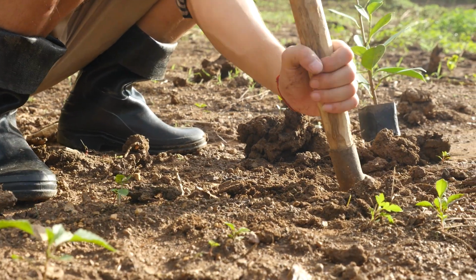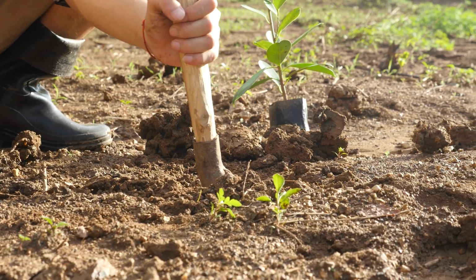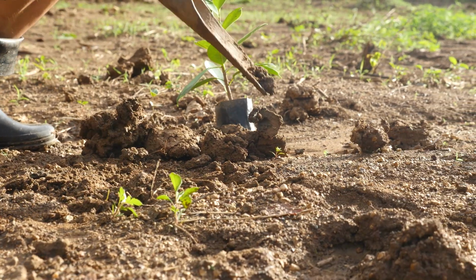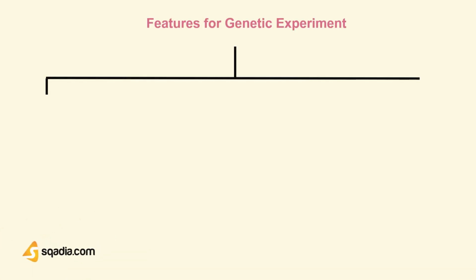Mendel selected the pea plant, called Pisum sativum, to carry out a large number of experiments. In his writings, he gave reasons for this selection. He argued that an organism for genetic experiments should have special features. Let's discuss these features. There should be a number of different traits that can be studied. These different traits will be discussed later in this video.